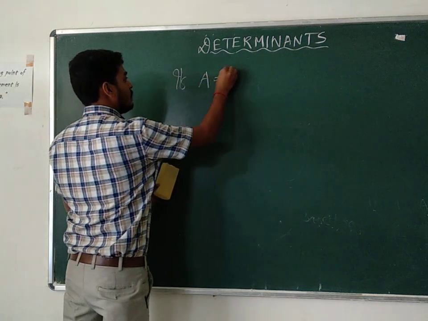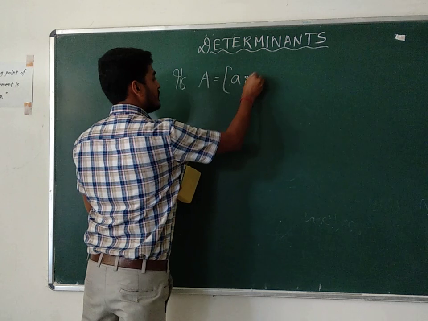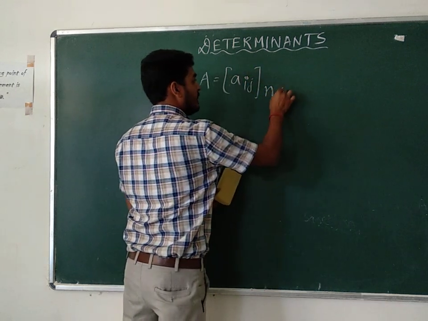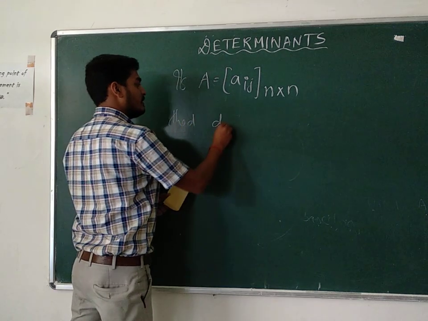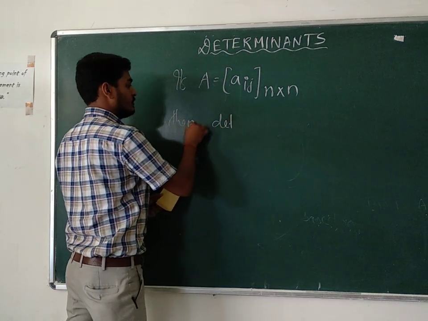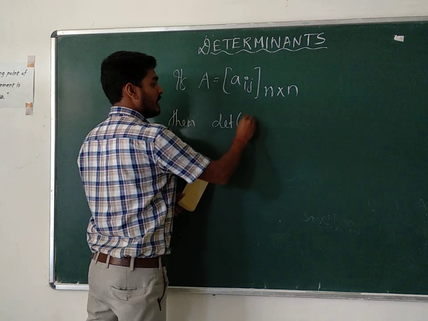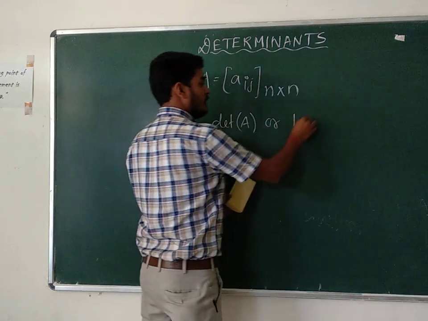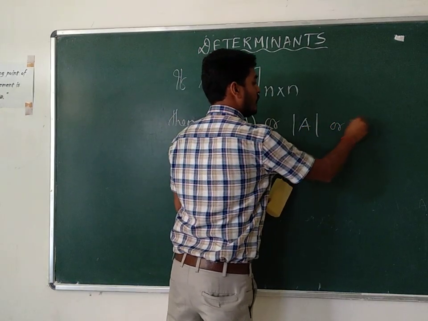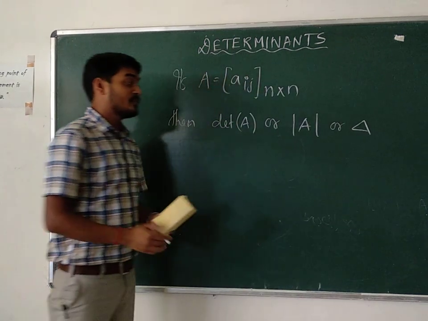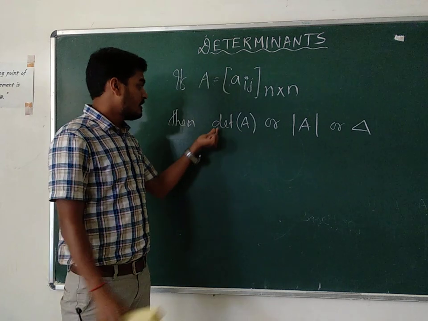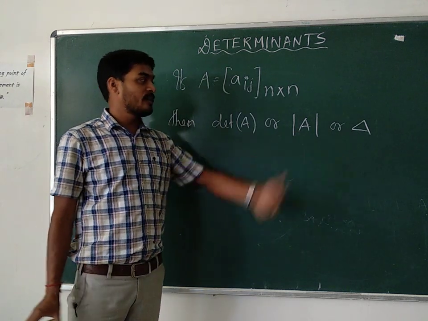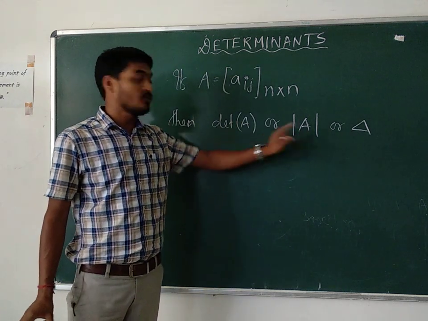It is generally represented as follows. Suppose A equal to [aij] is a matrix of order n by n. Then the determinant of A is always represented by determinant of A, or |A|, or delta. This is not modulus, okay? This is the determinant symbol, just like modulus. Determinant of A, or if A is a matrix, then this symbol will be known as the determinant.